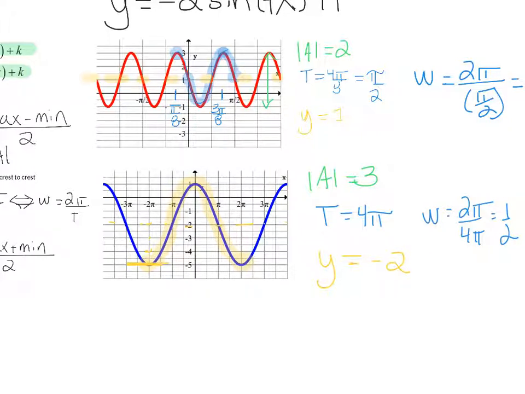Now this one looks more like a cosine function to me, and it doesn't look like it's been reflected at all. So it should just be y equals 3 cosine of 1/2 x subtract 2. Okay, that's a little more advanced than what we've done in class so far, but I want to give you a preview of what's going on there.